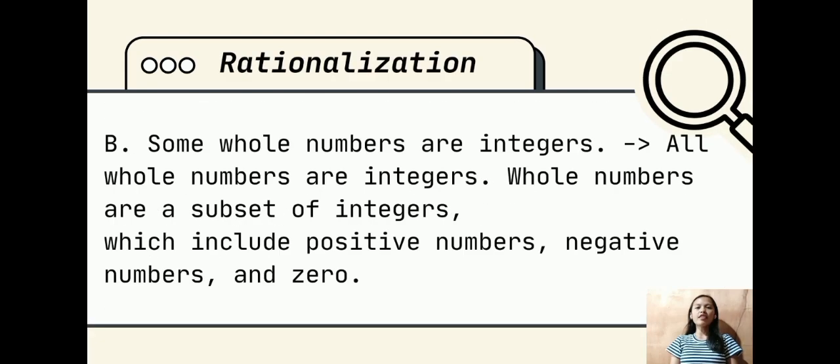The correct answer is letter B. Some whole numbers are integers. All whole numbers are integers. Whole numbers are a subset of integers, which include positive numbers, negative numbers, and 0.